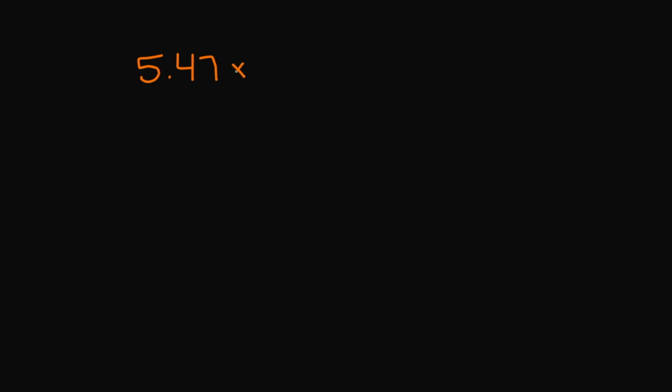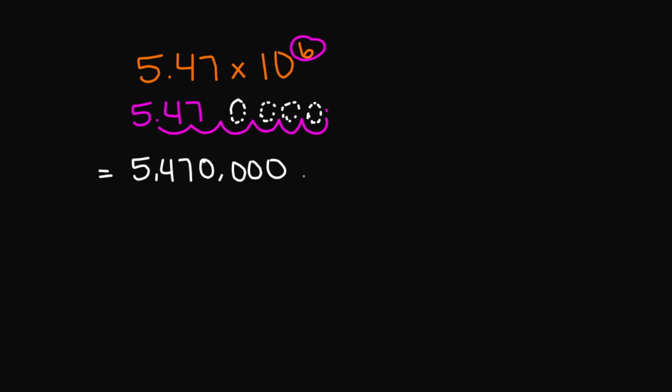5.47 times 10 to the sixth power. This is my scientific notation. And to turn it into standard form, because I have a positive exponent, I'm going to move my decimal 6 places to the right. So we're going to do 1, 2, 3, 4, 5, 6. It places us right here. And now I'm going to fill in my spaces with zeros. Your answer here is going to be 5,470,000.